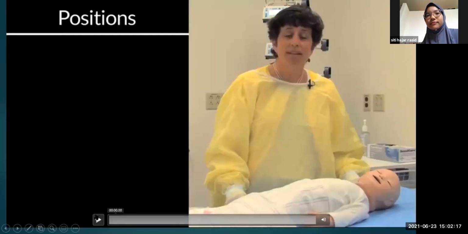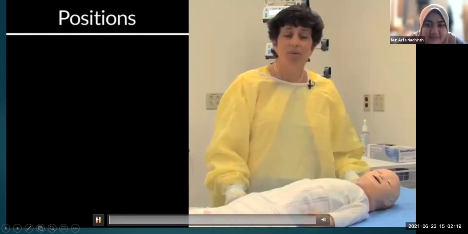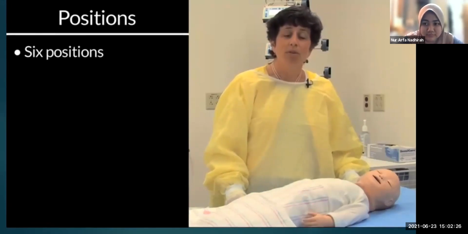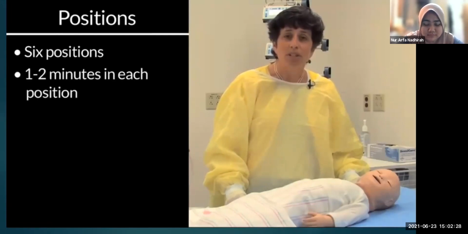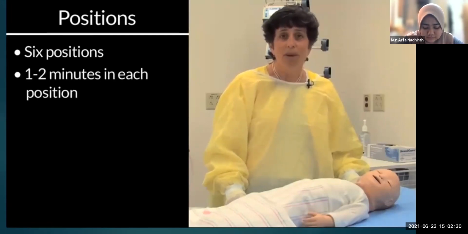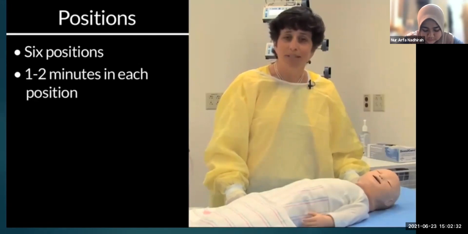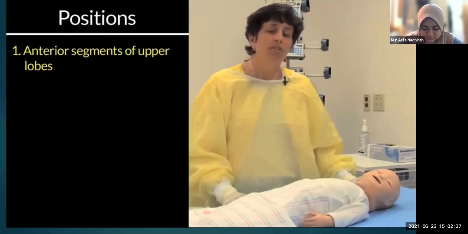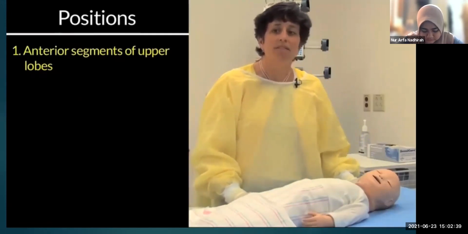I'm going to do 6 different positions on the patient. As I mentioned before, you would normally go for 1 to 2 minutes in each position. For the sake of this video, I'm not going to do the full 1 to 2 minutes, but that would be expected of what you would do. I'm going to start with the anterior segments of the upper lobes.